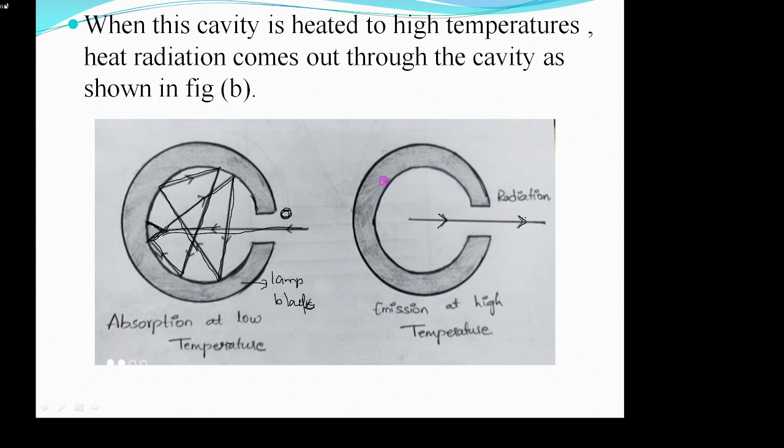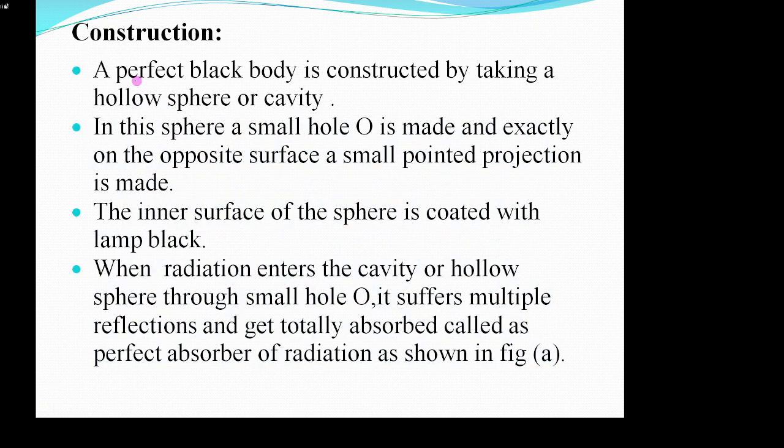From the spherical cavity, when it is heated, it emits radiation. This spherical cavity acts as a good absorber and a good emitter, so it is called a black body. How have we constructed it? We have constructed a sphere with a small opening O, and exactly opposite to it we made a small projection.